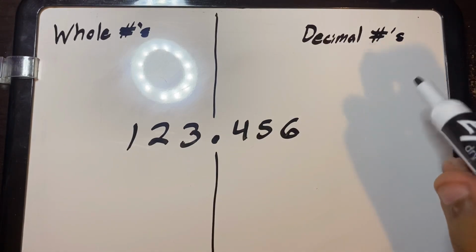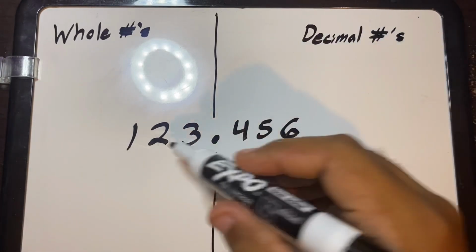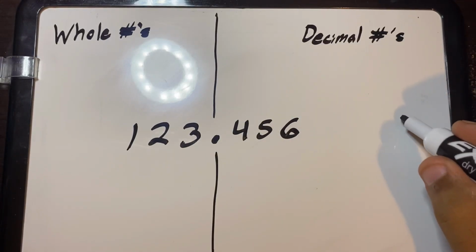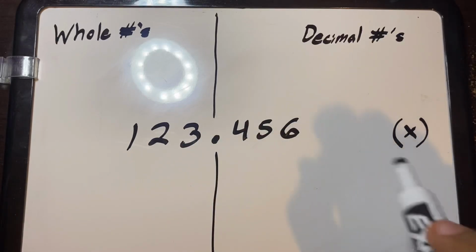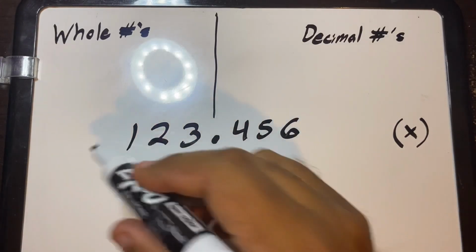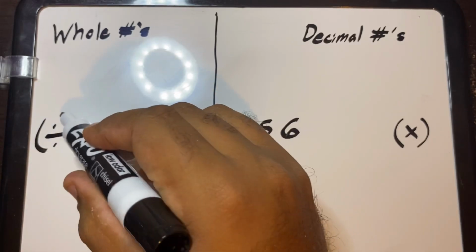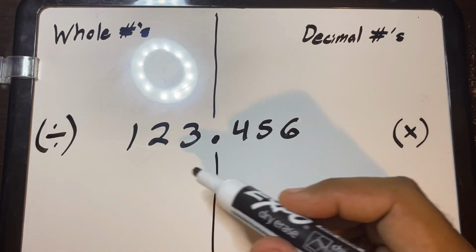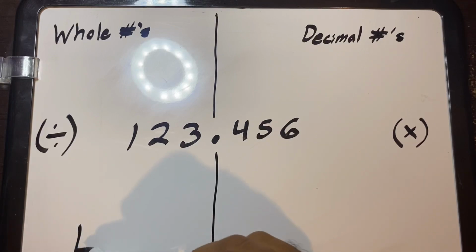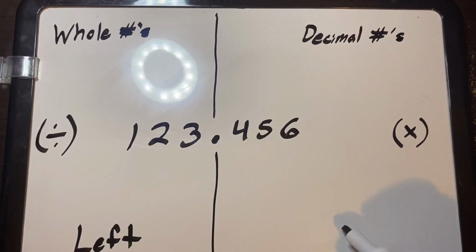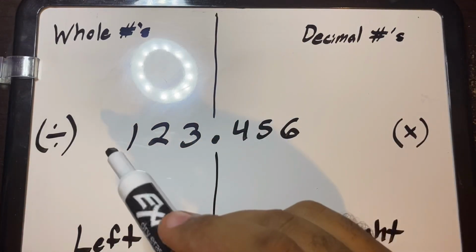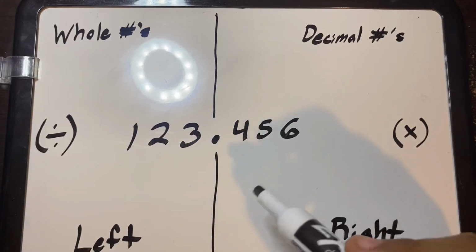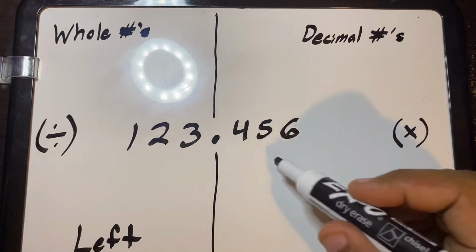Okay? Now, whenever we multiply this number, the decimal point will move to the right. Whenever we divide this number, the decimal point will move to the left. Okay? There we go. So, let's say this whole number right here, we multiply it by 10.